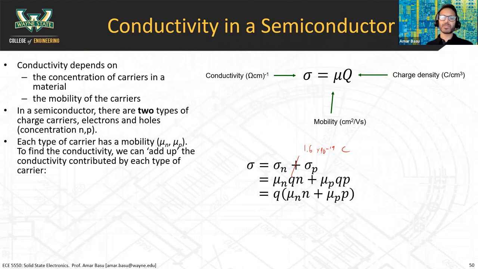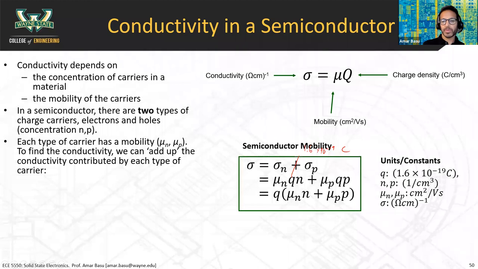Most of the time, electrons move faster than holes due to the nature of what a hole is and what an electron is. We'll talk more about this later, but I just want you to know that it's there. They'll be different depending on electrons or holes. Both of these terms have a Q in them, so the Q can come out here. So this is a semiconductor mobility.